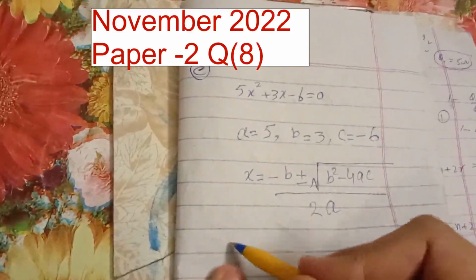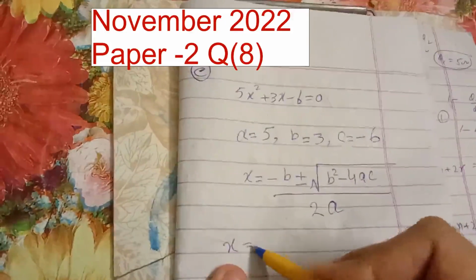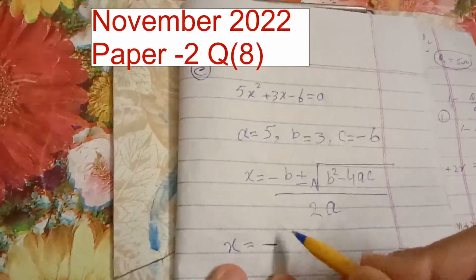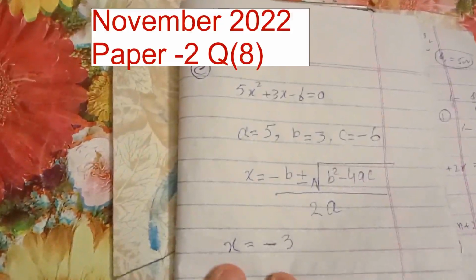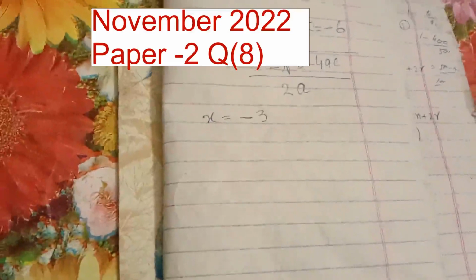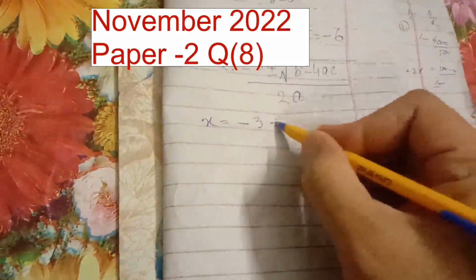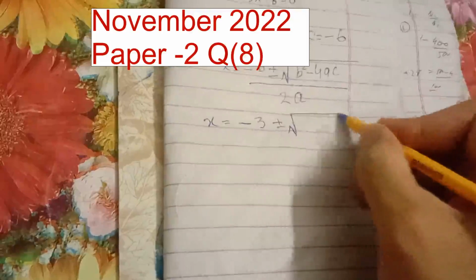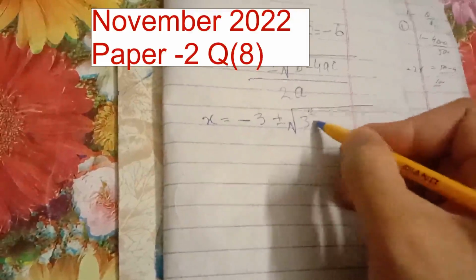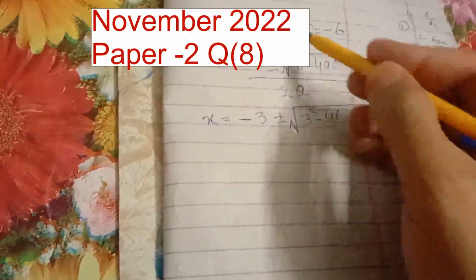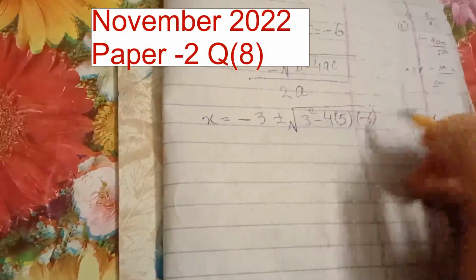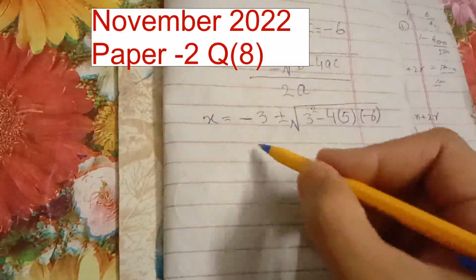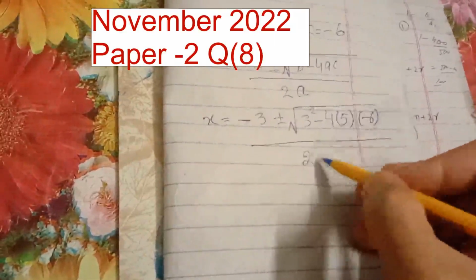Put the values, so we get x is equal to minus b. B is 3, so put 3 here. Similarly, plus minus under the root sign b square, it means 3 square minus 4a. A is 5, so put 5 here. C is minus 6, so put 6 here. Over 2a, over 2 into a is 5.